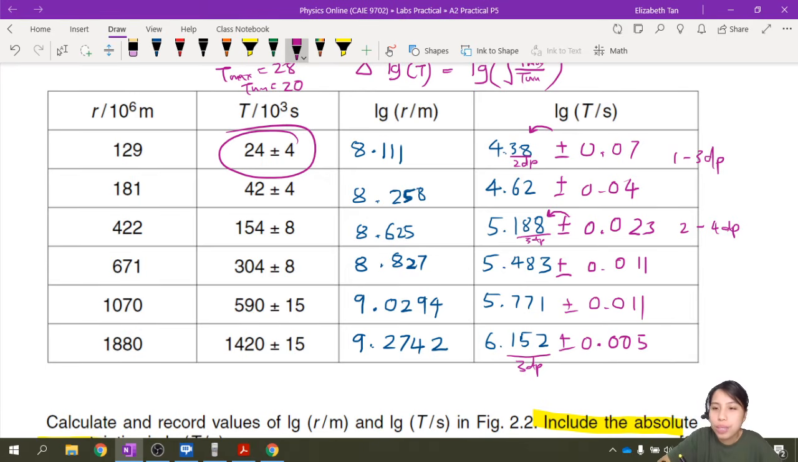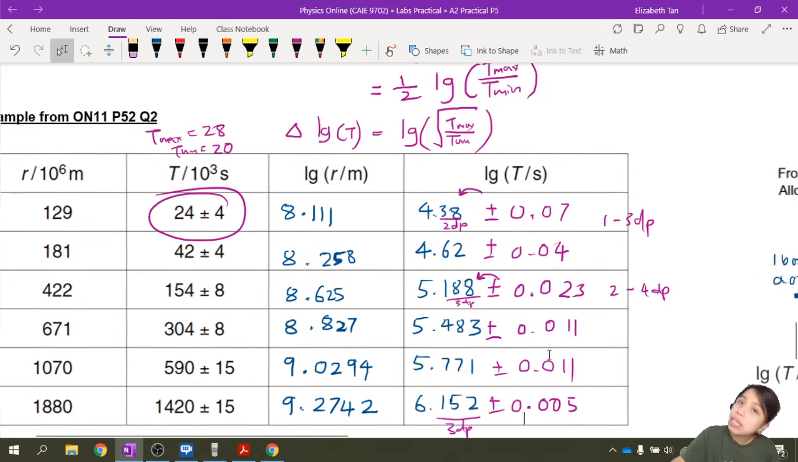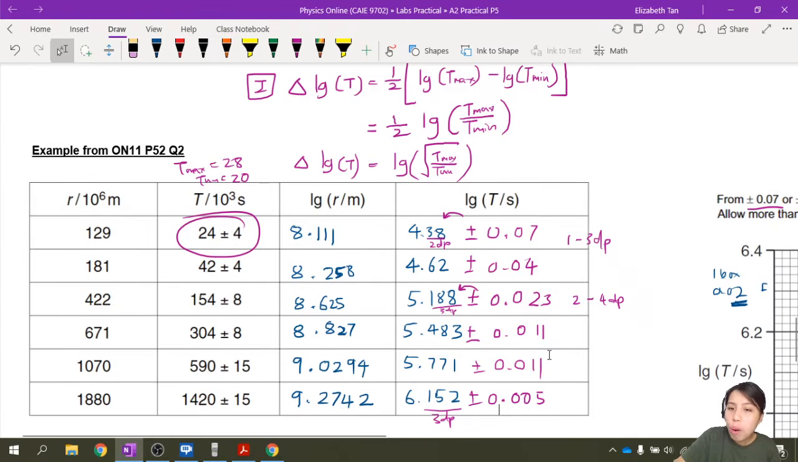Okay, so 3 dp, 2 to 4. Oh yeah, that sounds good. Alright, so this is using the half range method. If you use the other method, will you get the same value? Don't know. Let's check and see.